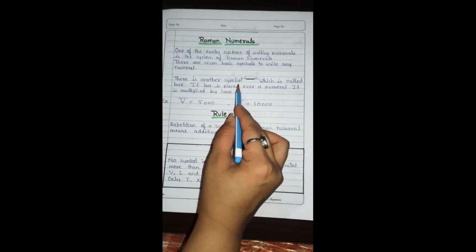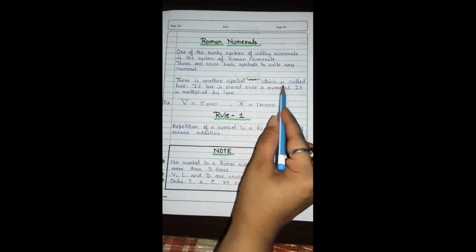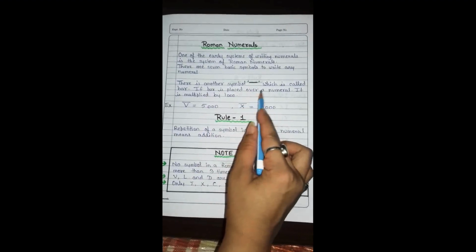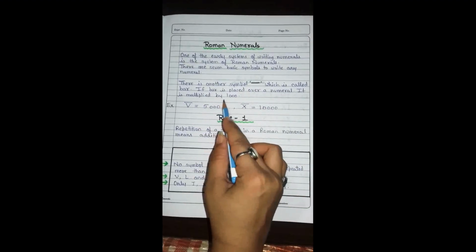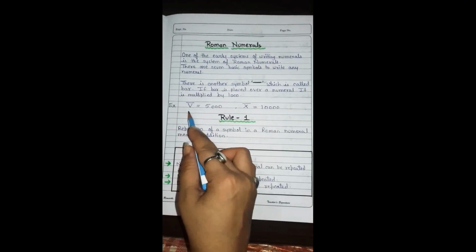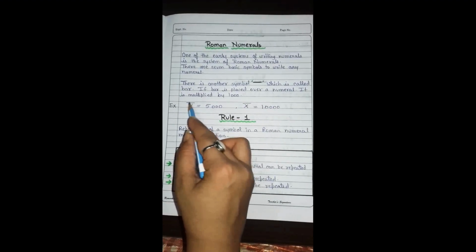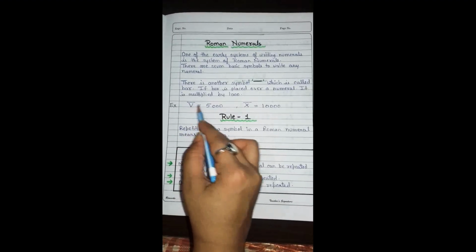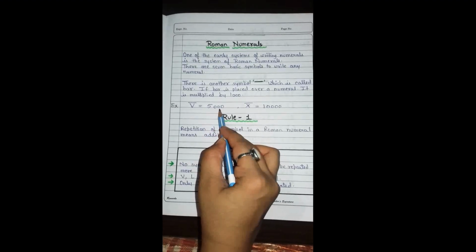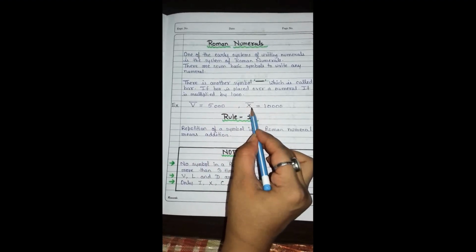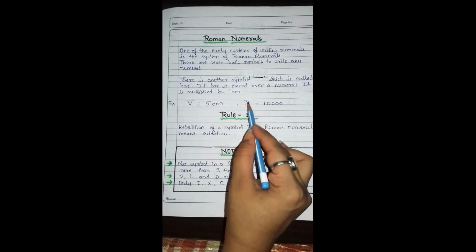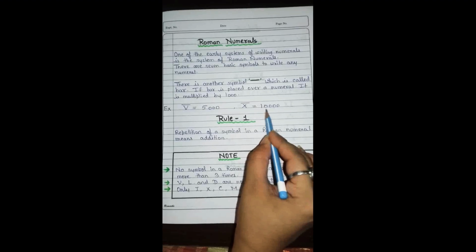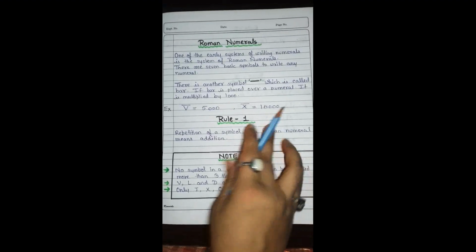There is another symbol, which is called a bar. If a bar is placed over a numeral, it is multiplied by 1000. For example, a bar placed over the numeral V is equal to 5000. Next, a bar placed over the numeral X, and X stands for 10, so it is multiplied by 1000, meaning 10,000.